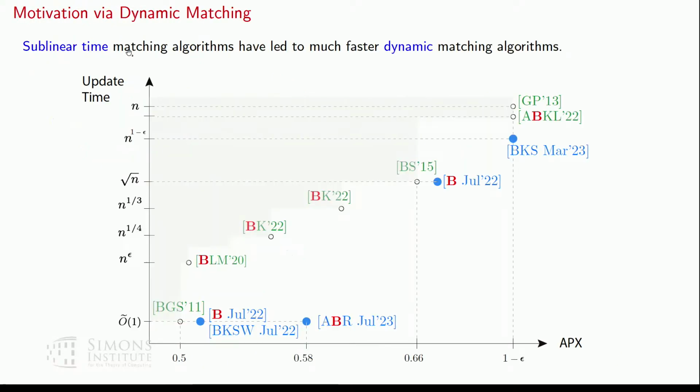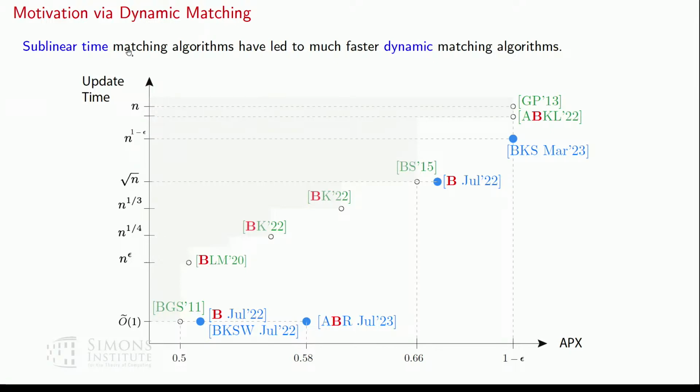And just, I wanted to quickly talk about the motivation via dynamic matching. So basically, in the dynamic matching problem, you want to maintain a large matching or an approximation to the size of the matching as the graph changes. So there's been a whole series of trade-offs for this problem, which seemed a bit tricky to improve upon. But since last year, there have been a lot of improvements over these.